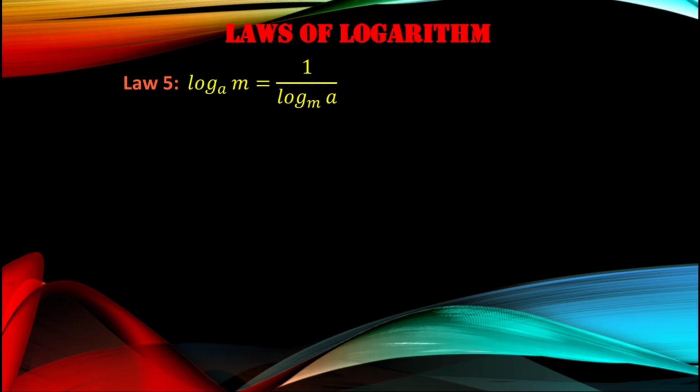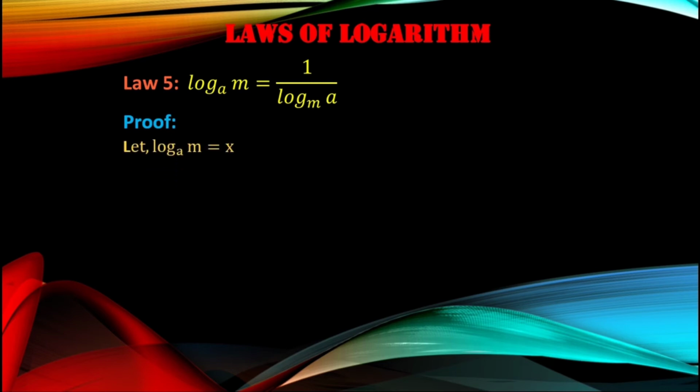Law number 5 is a very simple one. Law number 5 states that log of m to the base of a is equal to 1 by log of a to the base of m. So this is just the reciprocal of each other. This is what law number 5 under the laws of logarithm states. We need to prove this, and the proof is very simple as well.